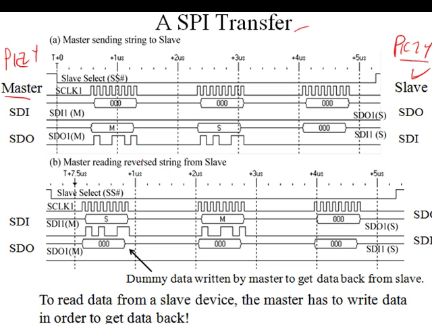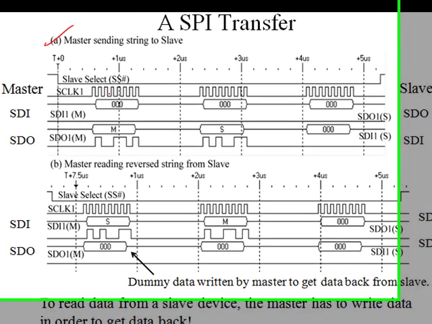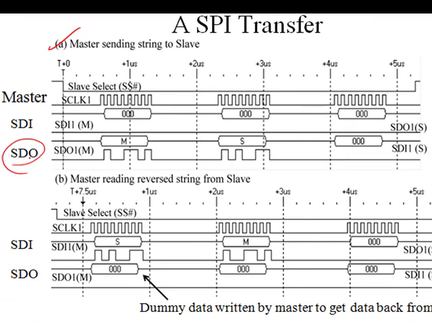In this particular application, the PIC24 master would send a string to the slave PIC24. The slave would then reverse the string, and then the master would read that reversed string from the slave. So let's start here with the master sending the string to the slave. So here's the SDO, the data out of the master. It's going to start sending SPI data. Here's the SPI clock. It's going to send the string MS that consists of 2 characters, M followed by an S, followed by a null byte terminating that string.